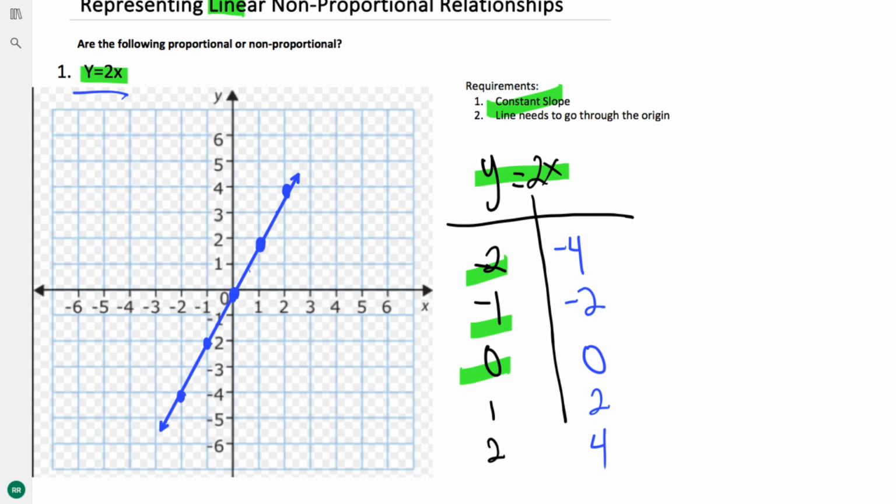Let's see, I'm going to start right over here. We go up 1, up 2, over 1. So that's 2 over 1. Let's pick some other points. I'm going to start down over here. Up 1, up 2, over 1. We also get a 2 over 1.